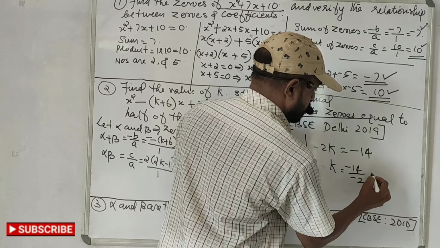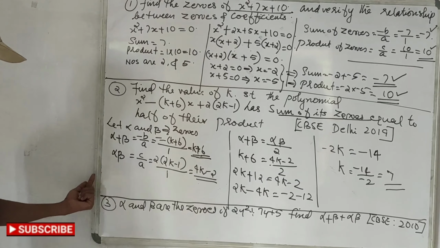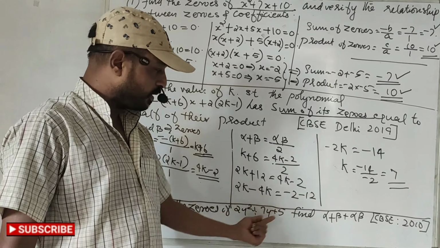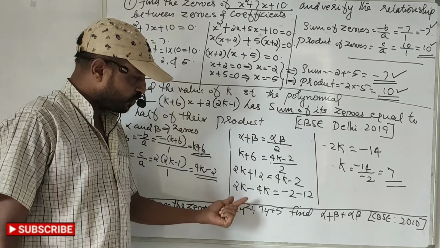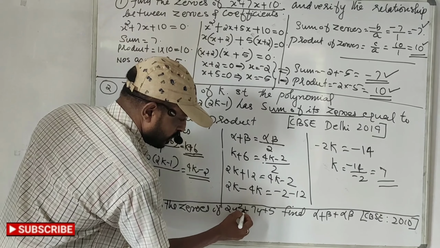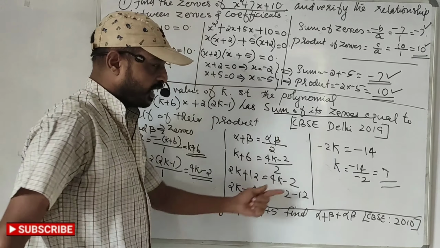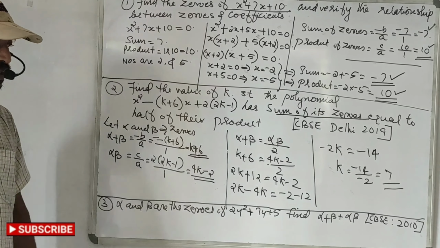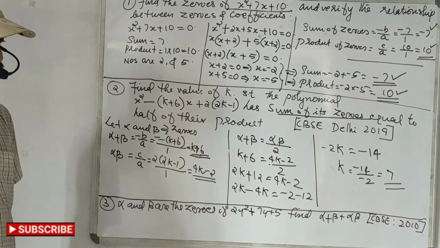Let us go through the third problem. Alpha and beta are the zeros of this polynomial. Here the variable is y. 2y square plus 7y plus 5. Find alpha plus beta plus alpha beta. It is again a board examination question in the year 2010.